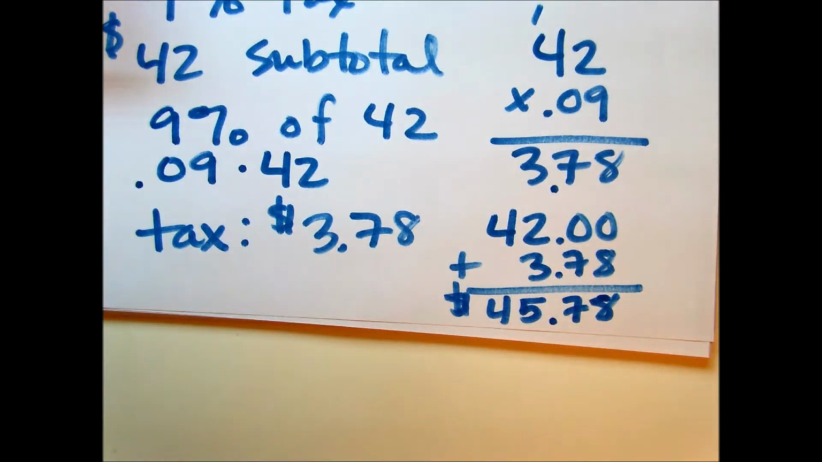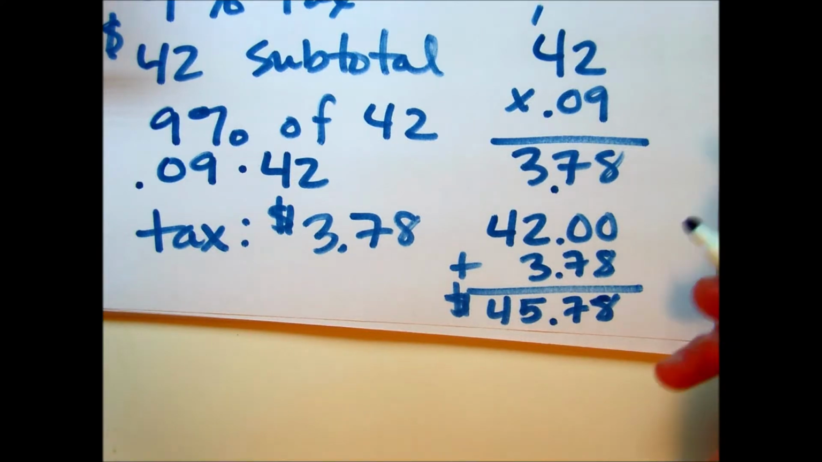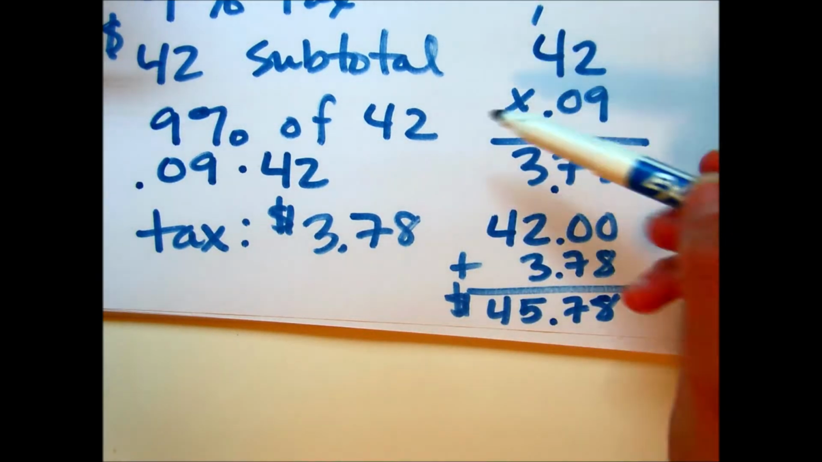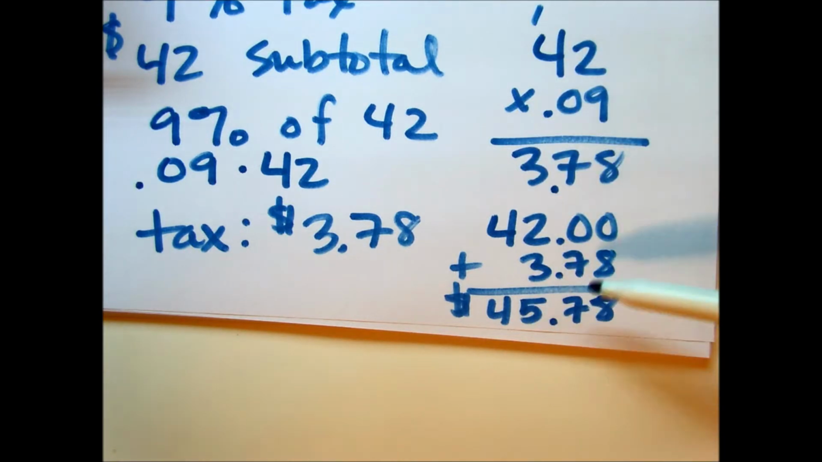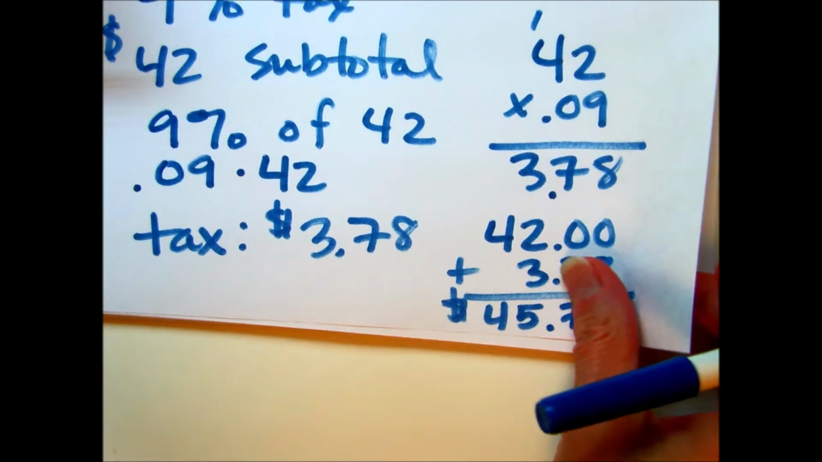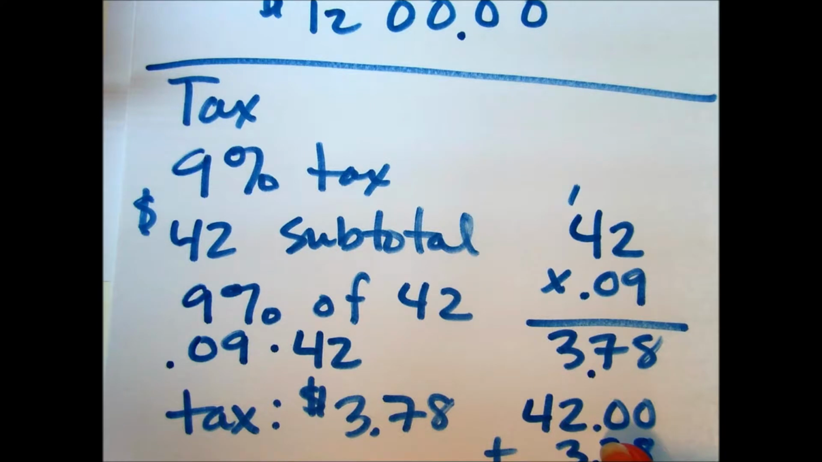is going to be $45.78. Now, in another video, I'm going to talk about percent increase and percent decrease, and I'll show you a little formula to solve this so that you don't have to figure out the tax amount first and then add. It's all done in one swoop. But for now, we're just going to focus on these applications using these broken down parts.